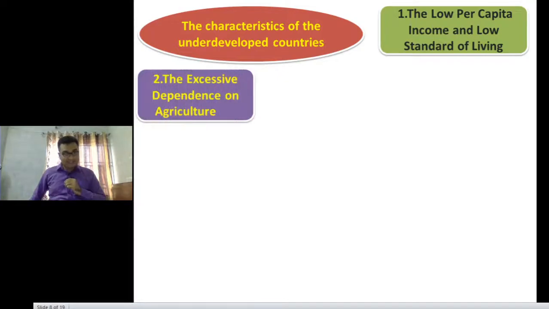The next characteristic is the excessive dependence on agriculture. Dear students, this type of countries are highly dependent on the agriculture sector. Okay, so we can say this type of countries are agriculture-oriented countries. So this is one of the characteristics of the underdeveloped countries.